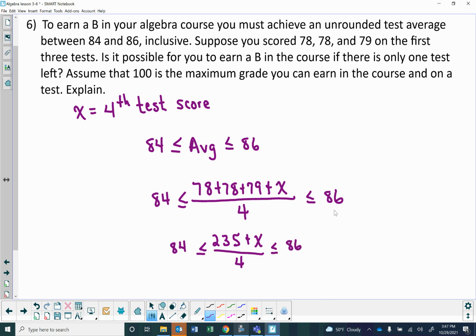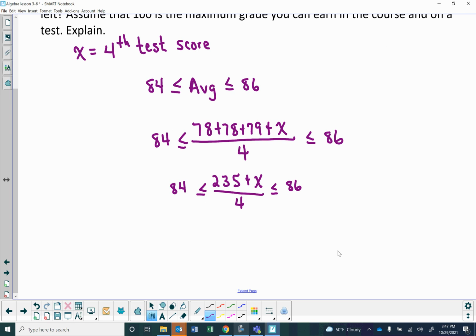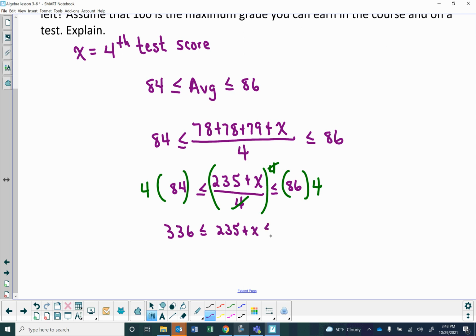So if I go to solve this now, the first thing I need to do is get rid of that pesky little 4 in my denominator. So just like we did before, I'm going to switch colors for a second here. I'm going to take all of this and multiply this by 4, which means if I multiply the middle by 4, I have to multiply the left side by 4, and I have to multiply the right side by 4. Everything gets multiplied by 4. These 4s cancel out. Everything else, you just multiply. So 84 times 4 is 336, is less than or equal to 235 plus x, which is less than or equal to 86 times 4, is 344.